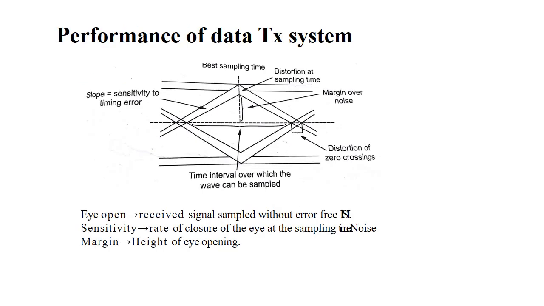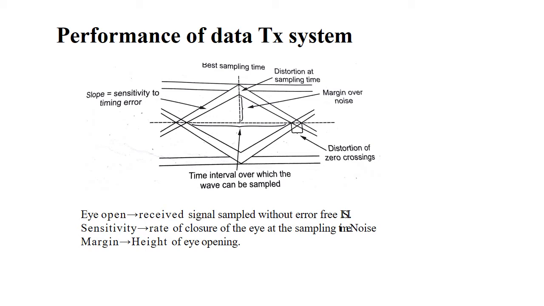Next one is the performance of a data transmission system. Various important conclusions can be derived, and they show the points related to the I pattern. The first one is the width of the I opening, which defines the interval over which the received wave can be sampled without error from intersymbol interference. So it is preferable to sample at the instant at which the I is open widest. The second one is the sensitivity of the system to timing error, which is determined by the rate of closure of the I as the sampling time is varied.